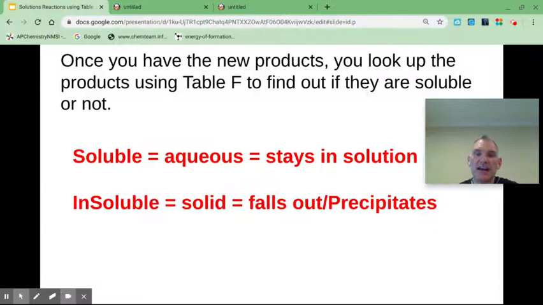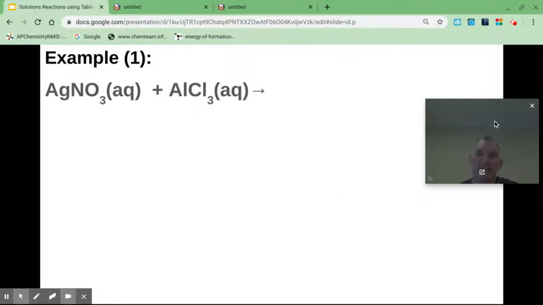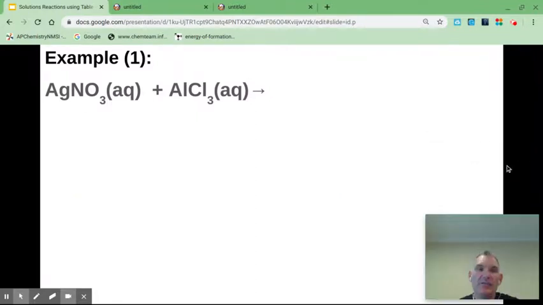And what happens with solids? They fall out. These are the things that will become precipitates. So now let's take a look at the entire process from start to finish with our examples. Here we have a reaction, AgNO3 plus AlCl3. Notice that they're both in solution. How do I know? They both have aqueous.